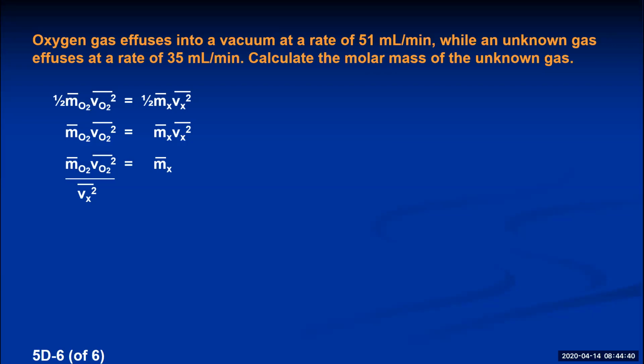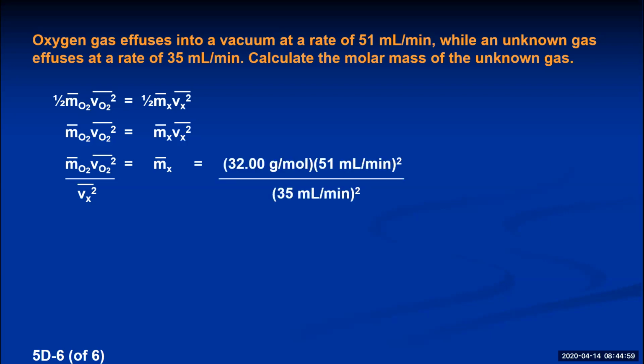All I have to do is take the molar mass of oxygen, which is diatomic, 32.00 grams per mole, multiply by something proportional to its velocity, so I can use the 51 milliliters per minute, and I'll square that, divided by something proportional to the velocity of the unknown gas, which is 35 milliliters per minute, and square that.